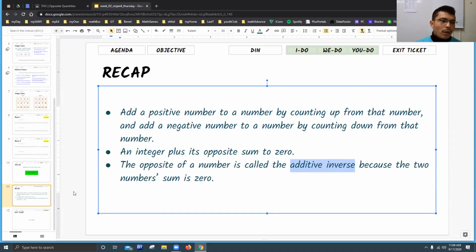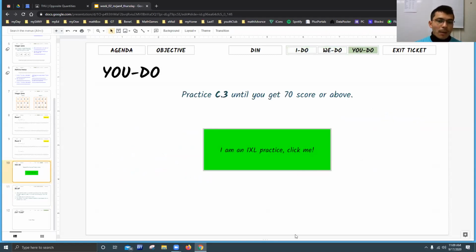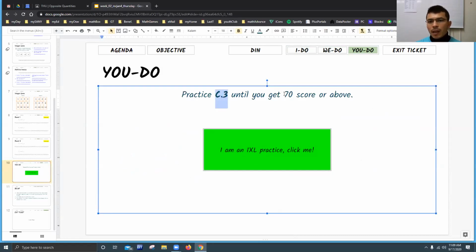Okay. So what I'm going to ask you now, I'm going to stop recording the Zoom session. I will ask you to go now to IXL and find C3. It's the same thing from yesterday. Try to get 70 or above, and then we can finish this. Okay.